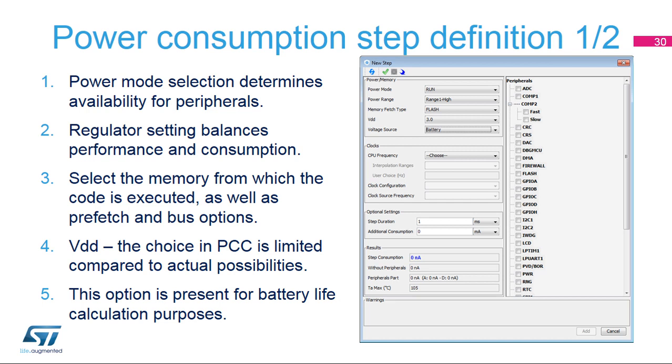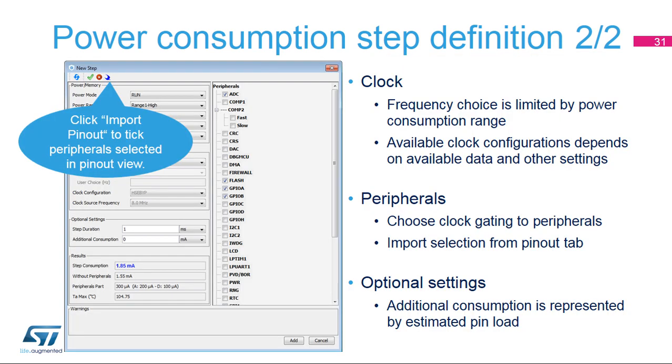The address from which the instruction is fetched and the related settings can also influence the power consumption and available clock speeds. The supply voltage for which power consumption is calculated. Use the nearest possible value if the actual voltage is not available. The last option is present to exclude cases when the device is, for example, connected to the USB in battery drain mode. To learn more about power modes, refer to the System Power Control Module training presentation. Clock settings may be limited by both power and memory settings and by available measurement data. See the documentation for a complete list of options.